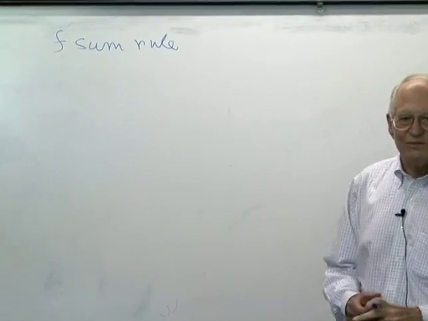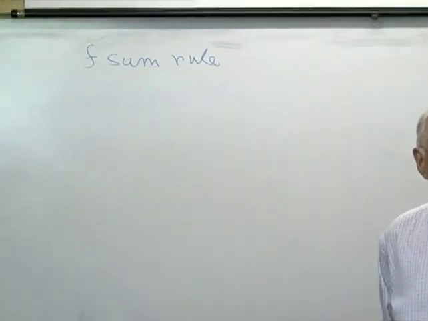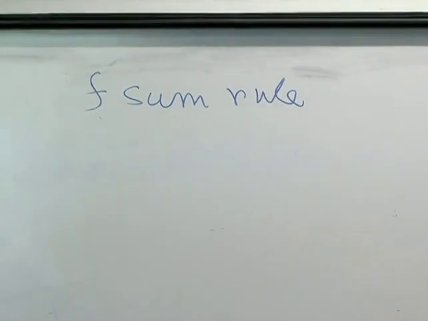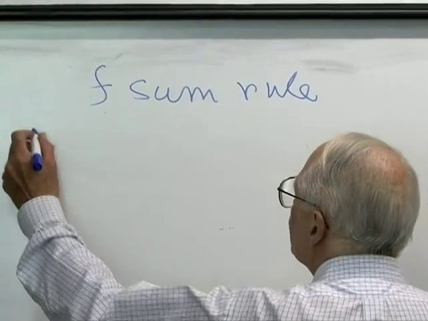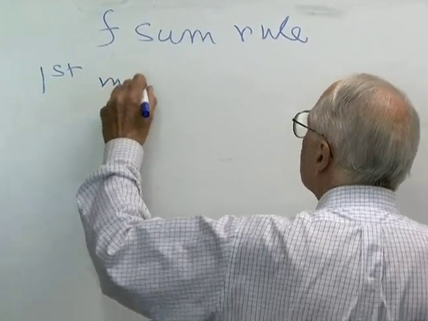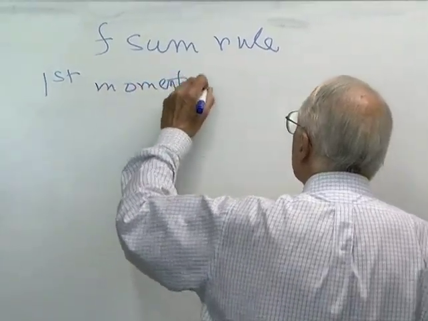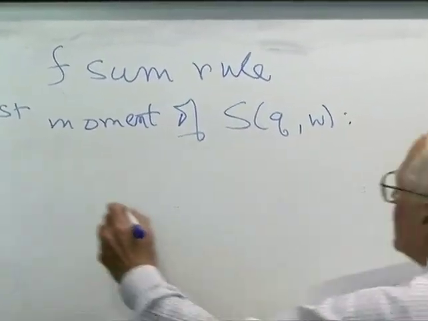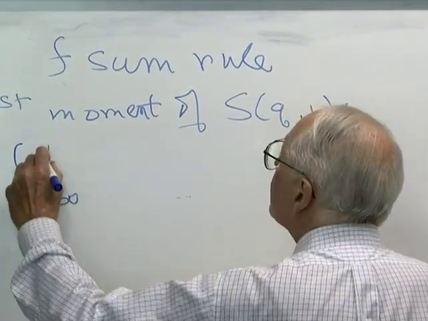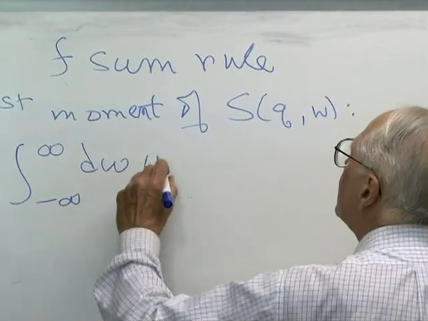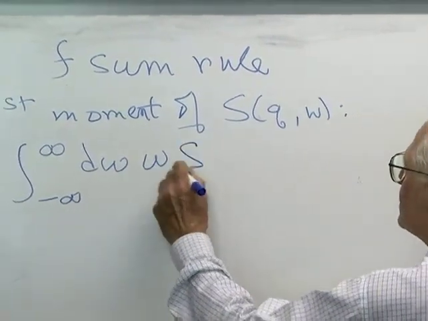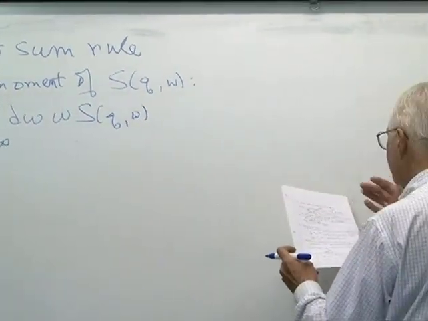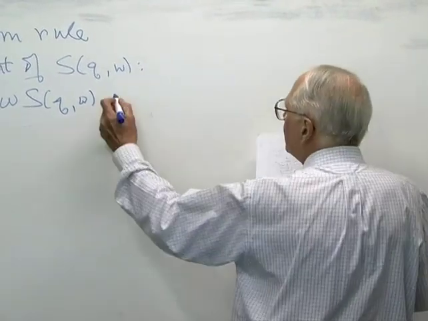It goes back into atomic physics probably from 1926 or 27, where F was used for the oscillator strengths. And I don't know the history of it. But in this case, it's a moment, the first moment of S of q and omega. And so what we want to study is the integral from minus infinity to plus infinity d omega. I'm going to put in an extra factor omega to make it the first moment, S of q and omega. Okay? So let me write this out.